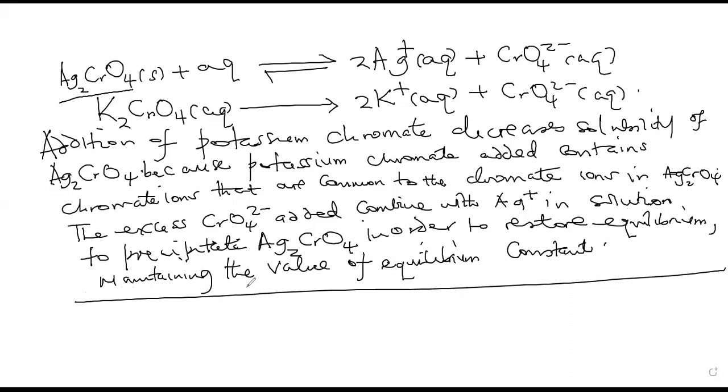You can, if you want to impress, write that equation here, that the excess chromate ions will react with the silver ions, basically, and this will lead to the precipitation. This will precipitate silver chromate solid. So this is how it works. For any salt, that is how it goes.